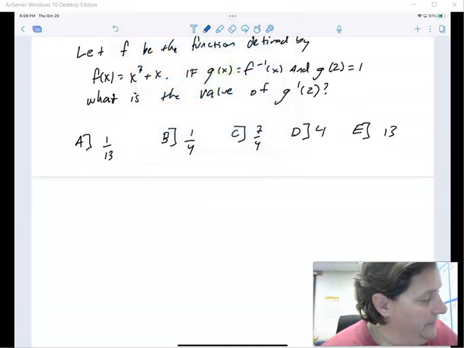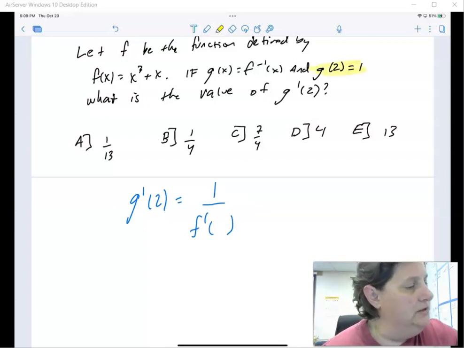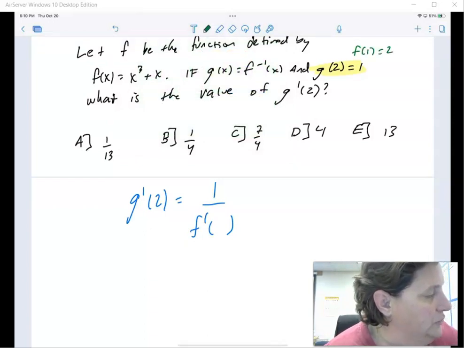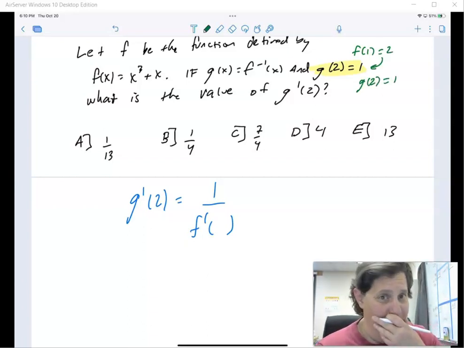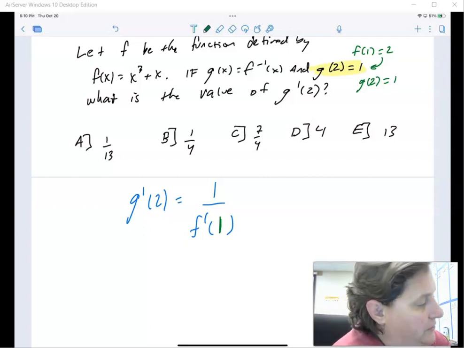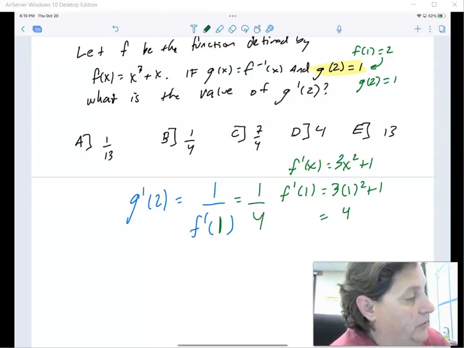Look. If g prime of 2 is 1 over f prime of something, and I look for magic point, it actually gave it to me. A lot of times it will tell me, like, f of 1 is 2, and you have to yourself go, oh, that means g of 2 is 1. But it gave that to me right there, which is crazy. So all we have to do is find f prime of 1. So we go, okay, well, the derivative is 3x squared plus 1. If I plug in 1, I get 3 times 1 squared plus 1, which is 4. So this is 1 over 4.